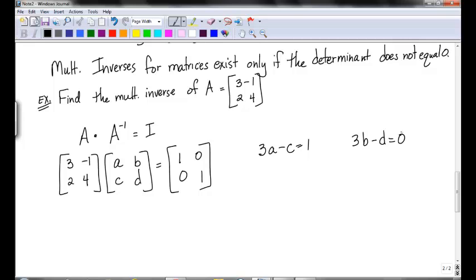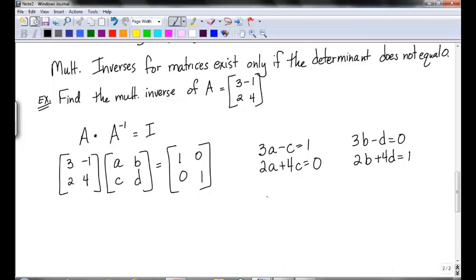Now go to the second row. First column, 2A plus 4C. Write that underneath this one: 2A plus 4C equals 0. And the last one, you multiply this row times this column, be 2B plus 4D equals 1. We have two equations, two unknowns. Now we need to solve those.